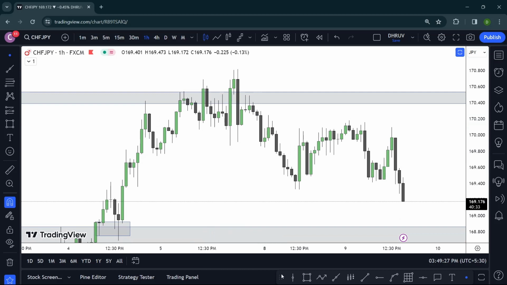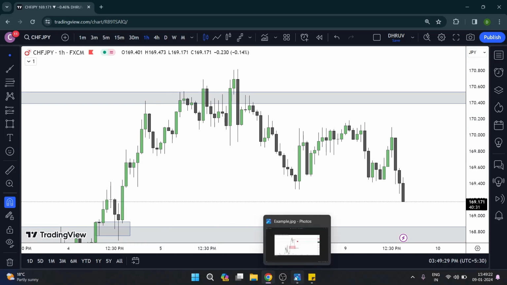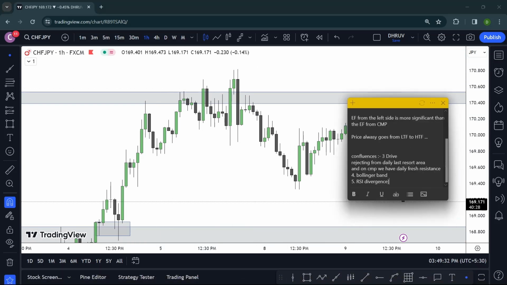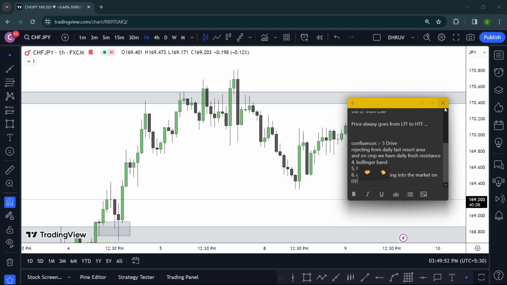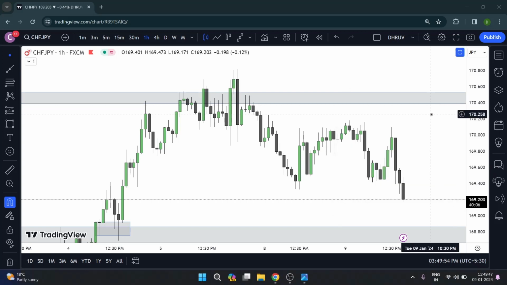I hope you all understood this. So what's our sixth confluence? It's exhaustion. I don't know the spelling, I hope it's right. Exhaustion is coming into the market on the lower time frame.